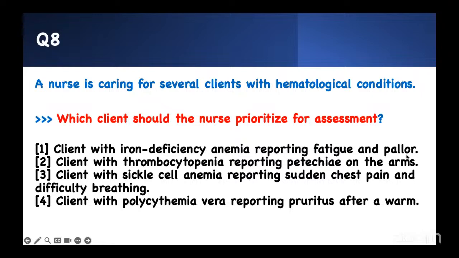That's fine. Thrombocytopenia, your platelets are low, so you're going to have bleeding associated with what? Petechiae. Sickle cell with sudden chest pain and difficulty breathing is acute chest syndrome. Bad problem. Polycythemia vera, the hematocrit is too high, so pruritus is easy for them. So three are expected findings, plus number three, which is also expected, but is a severe form: chest pain, difficulty breathing. That's acute chest syndrome. We've got to see number three.